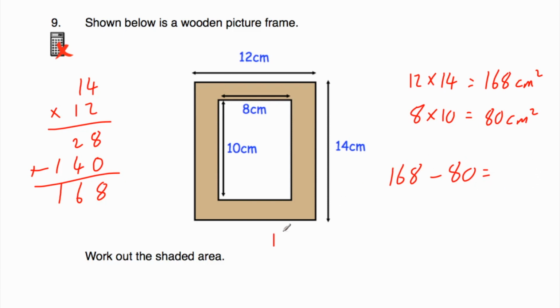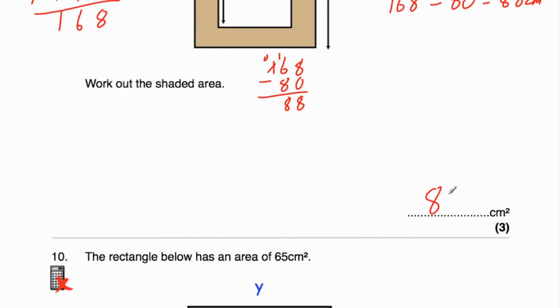So let's do our 168, subtract 80. So 8 take away 0 is 8. 6 take away 8, let's borrow, so that'll be 16 take away 8, which is 8. So the answer would be 88 centimeters squared. That means the shaded region has an area of 88 centimeters squared. The region in the middle is 80 centimeters squared, and they would add together to be the area of the whole thing. So that's right. So the shaded region has an area of 88 centimeters squared. So let's write that down, 88.